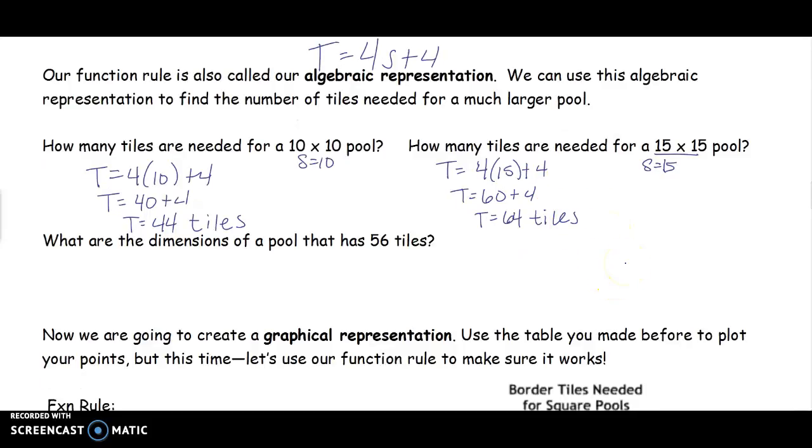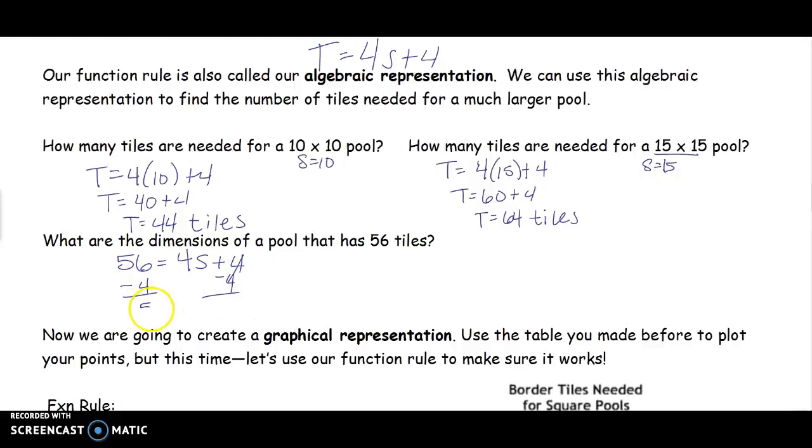Now, if a customer comes into your company and says, well, I only have enough money for 56 tiles, or I only have 56 tiles, how big can my pool be? Well, we already know what our outcome is going to be. It's going to be 56. But what we're looking for in this problem is what exactly is that side length. So now we're going to substitute into T and solve for S.